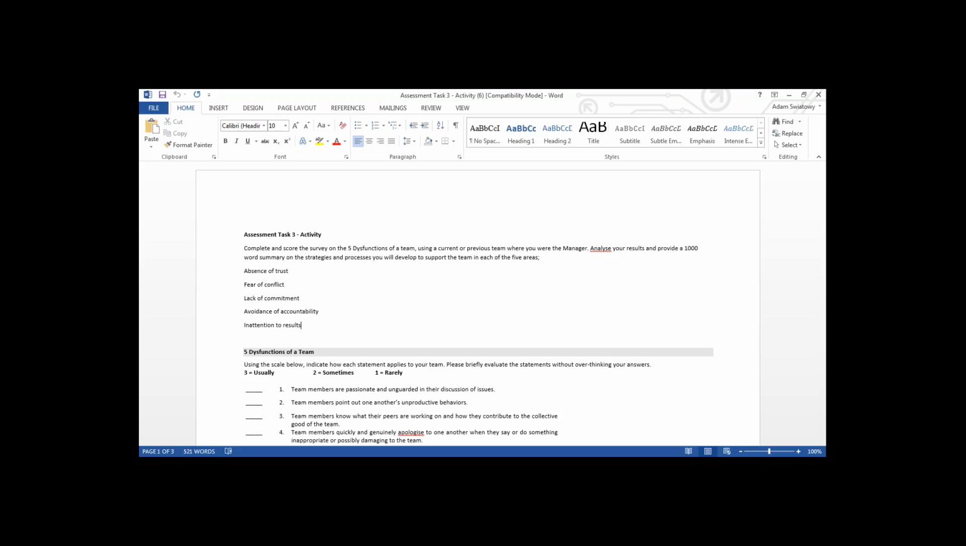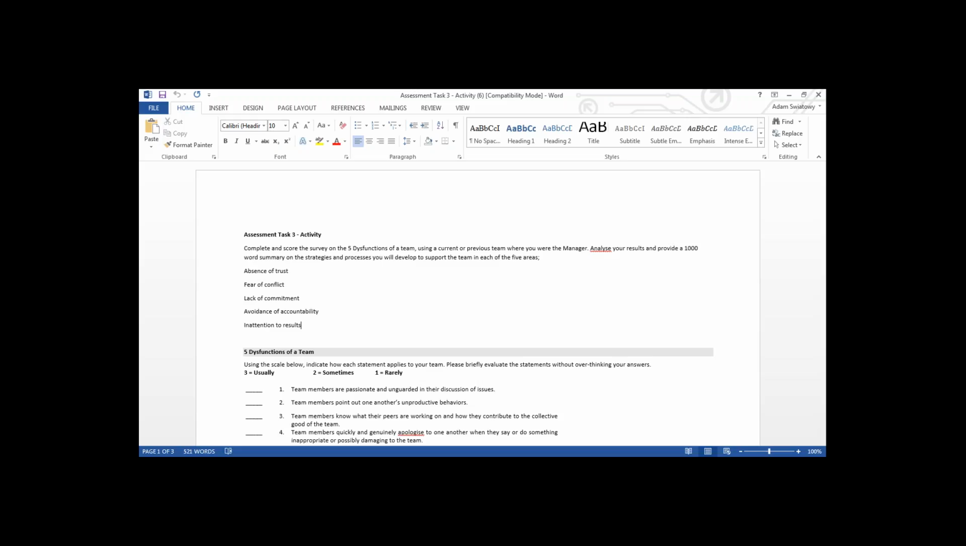Dysfunction number 2, fear of conflict. Teams that are lacking in trust are also incapable of engaging in unfiltered and passionate debate about key issues, causing situations where team conflict can easily turn into failed discussions and back channel comments and things like that. So if you've identified that as one of the issues on your team, let's talk about some of the strategies that you could put in to alleviate that.